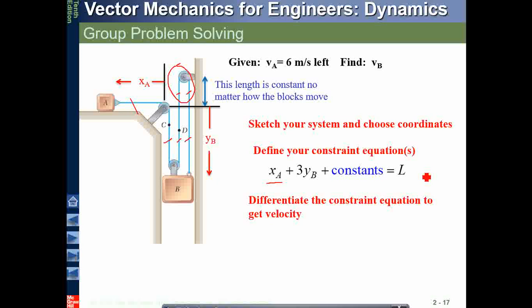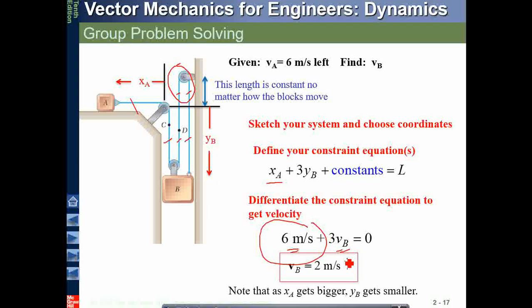You can differentiate this to obtain the acceleration. So we have differentiated it to find the velocity of VB, and the VA is given to us. When we differentiate XA, we get VA. VA is 6 and this is 3VB. So we can obtain very easily the velocity of the body VB.